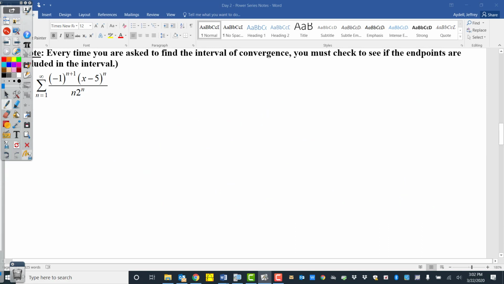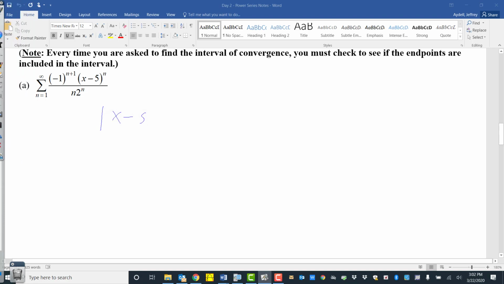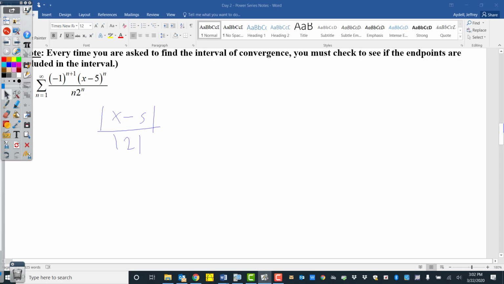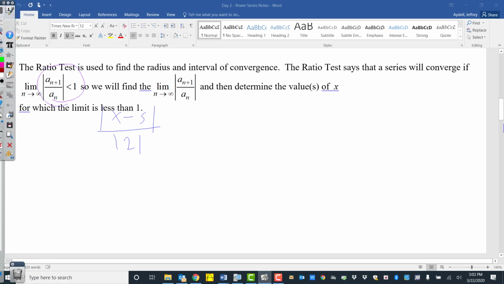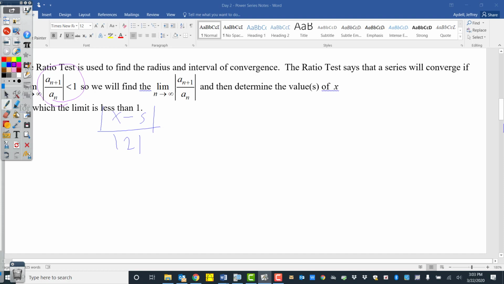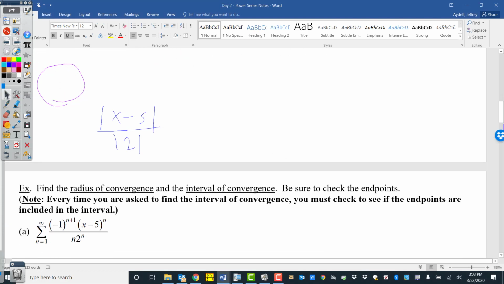Okay, so let's rewrite this. This is now the absolute value of x minus 5 over the absolute value of 2. That's what we got when we did our ratio test. But if we go back to what we're looking for, we're looking for this to be less than 1. We want this to be less than 1. Now we found what that limit was. We now want to figure out what x values will make this less than 1.